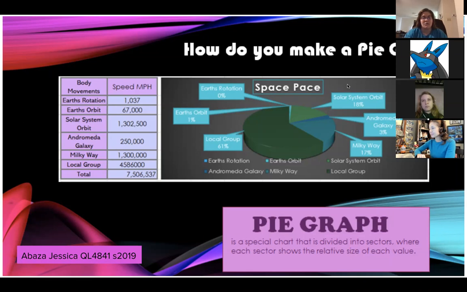I also used my data callouts so I could see exactly what percentage was in each part of the pie graph. A pie graph is a special chart that's divided into sectors, and each sector shows us a relative size of each value. So here in SpacePace, you can see all of my clean data based on this table. I love how you named your graph SpacePace, and your use of Excel is spectacular. Very aesthetically pleasing. Excellent work. Thank you.